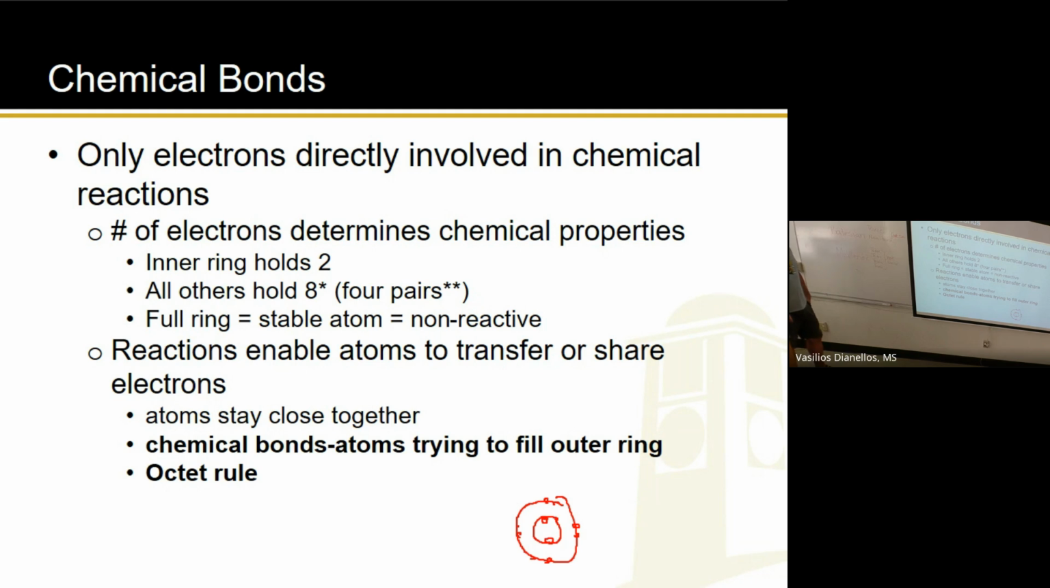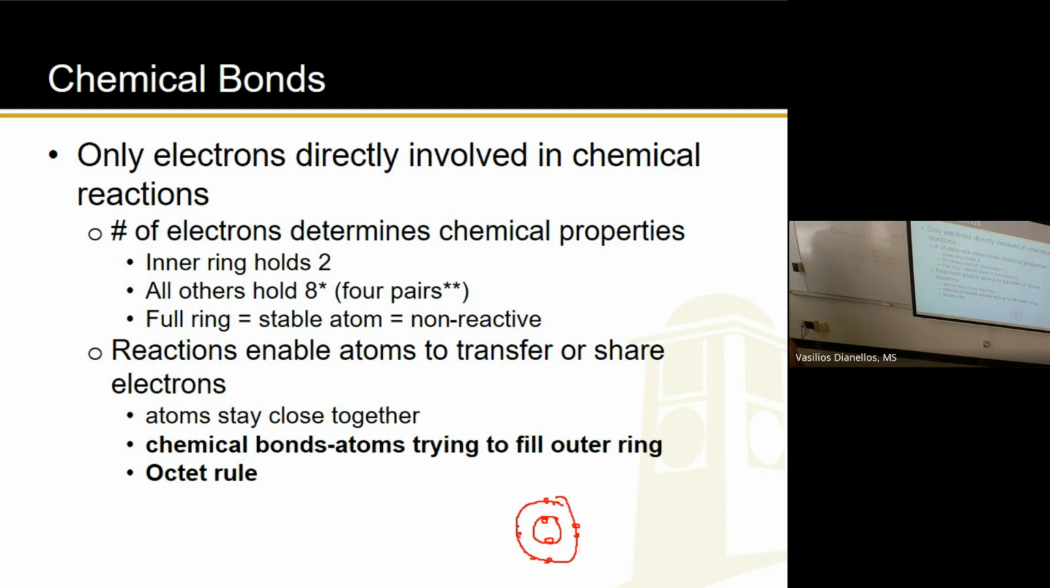All right, here's the other very important part, this bullet point right here. A full outermost ring means it's stable, which means it's not reactive. If it has a full outermost ring, then it doesn't need electrons. It doesn't need to give away any electrons. It's happy, so to speak. So because of that, it's not going to be interacting with other atoms, therefore it's non-reactive. Does that make sense? You definitely need to know that.